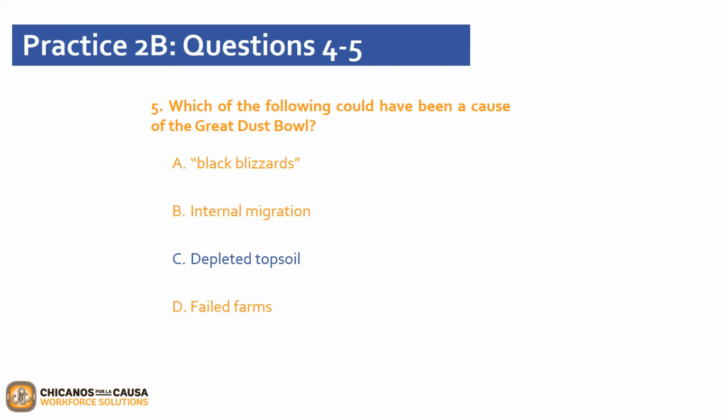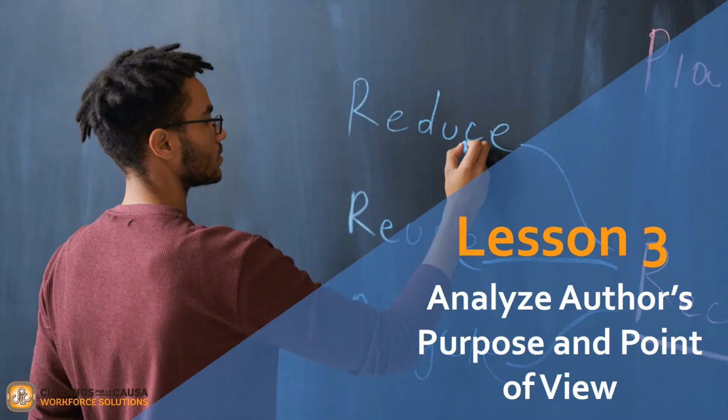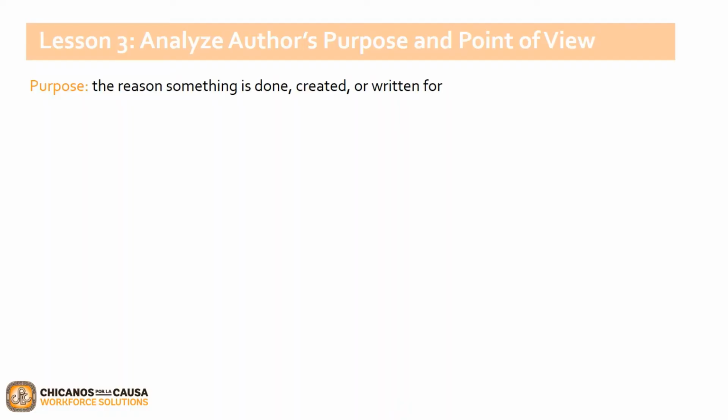Now, we will be moving on to lesson 3, Analyze author's purpose and point of view. Remember that every book, story, and article has a purpose. The purpose is the reason why something was written. Social studies material is written to inform, educate, or persuade.